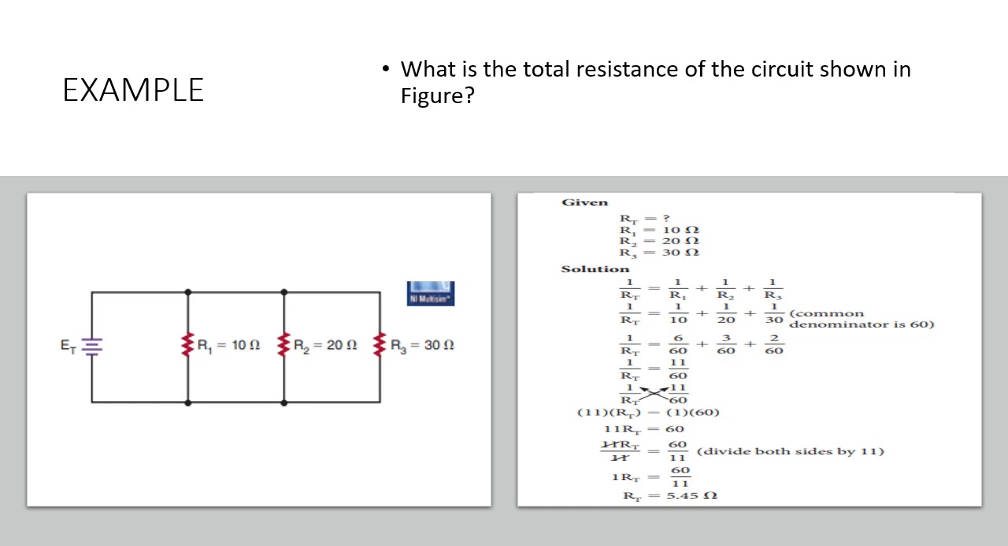Then, we need to find a common denominator, which in this case is 60. Now the formula will change to 1 over RT equals 6 over 60, plus 3 over 60 plus 2 over 60. Solving for RT, we get RT equals 5.45 ohms.